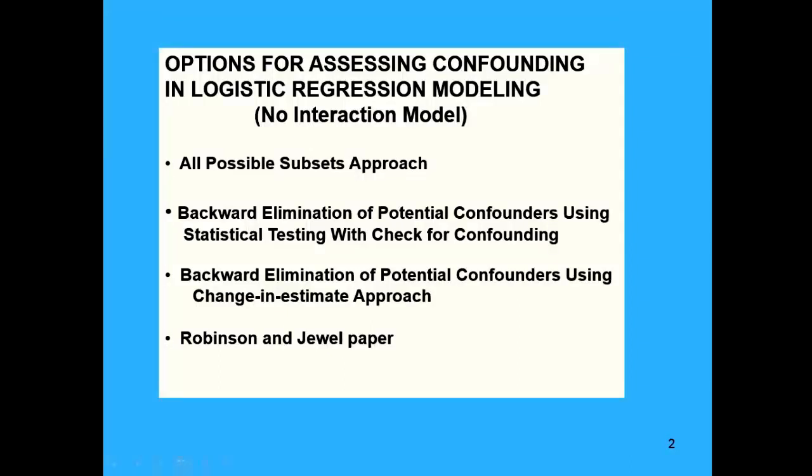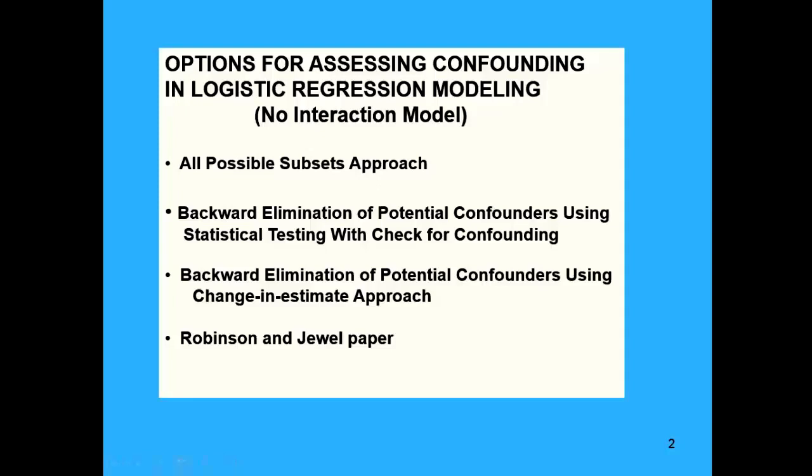One of the choices, we just talked about that, is the all possible subsets approach. Another choice is the thing we talked about briefly last class, and we'll talk about it again now: backward elimination of potential confounders using statistical testing with a check for confounding. That's what I talked about last time. Now, I don't know if you read the words. It is English, but sometimes you read the words and you're not sure what that means. So we'll talk about that.